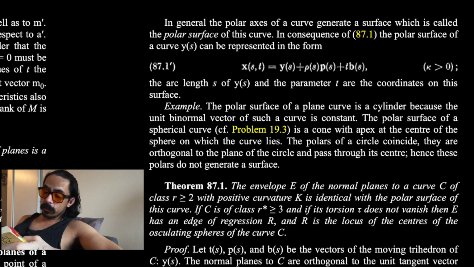We come to an example. The polar surface of a plane curve is a cylinder because the unit binormal vector of such a curve is constant. The polar surface of a spherical curve, for which refer back to problem 19.3, is a cone with apex at the center of the sphere on which the curve lies. The polars of a circle coincide. They are orthogonal to the plane of the circle and pass through its center. Hence, these polars do not generate a surface.